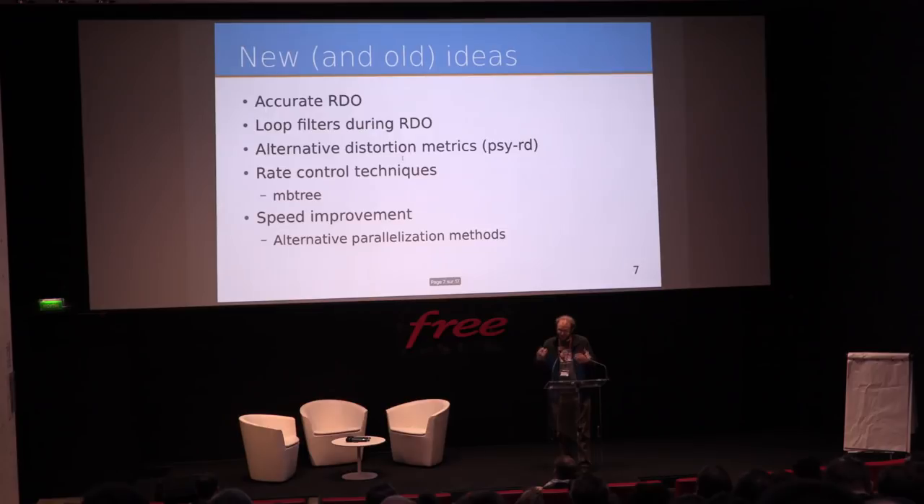The general plan is we have a big list of features that we're doing. I'm just going to hit a bunch of random stuff. It'll be the more experimental, weird things that rav1e does and that may or may not work. Some of them are written, some are not. The list of things is: we have this accurate RDO. We are also able to apply the loop filters during RDO. This is very similar to what David does. They're independently implemented, but we both came up with the same idea, which is good. Alternative distortion metrics, which is what x264 calls PsyRD. Rate control techniques like MBTree, that's also from x264, and that can be ported to almost any codec. And some other methods of speed improvement that we want to do, including alternative parallelization methods versus just your normal tile threading.